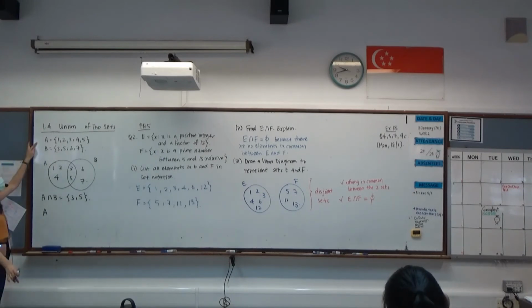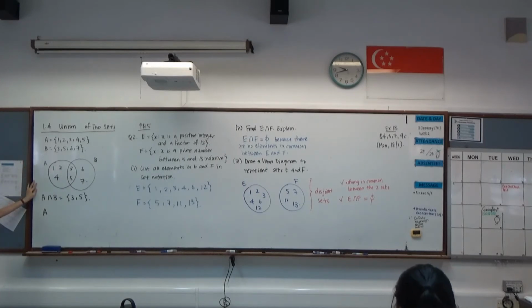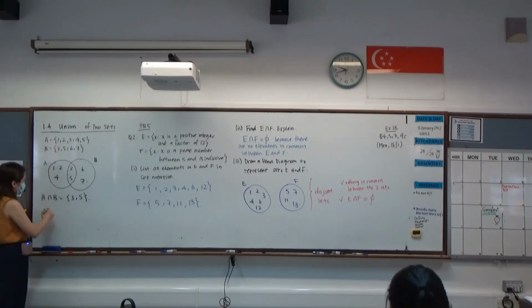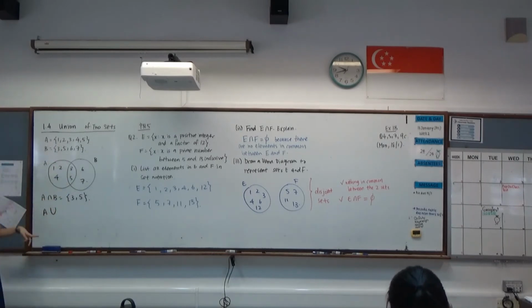Consider set A containing 1, 2, 3, 4, 5, and set B containing 3, 5, 6, and 7. This is how the Venn diagram looks. Earlier on we saw that the intersection is the set 3, 5. Then for union, as the word suggests, we use a similar symbol, the letter U, but a big U.